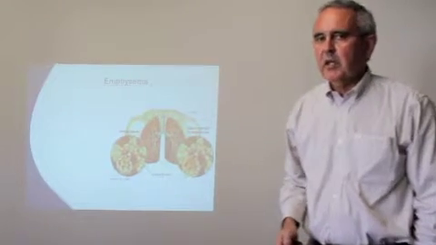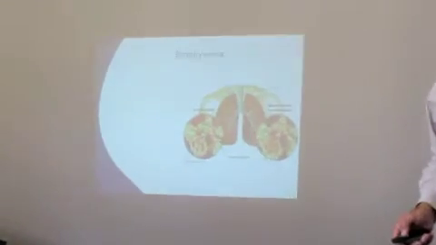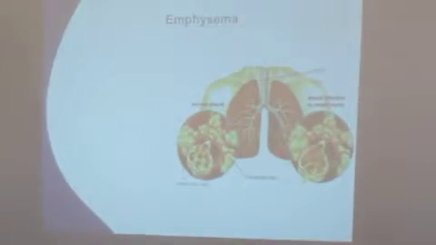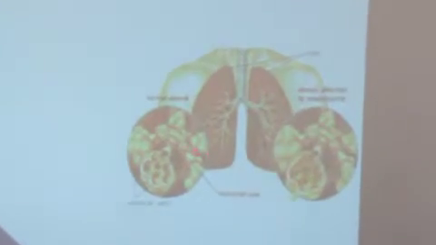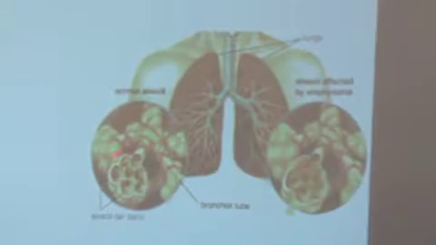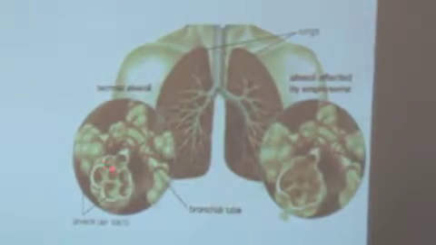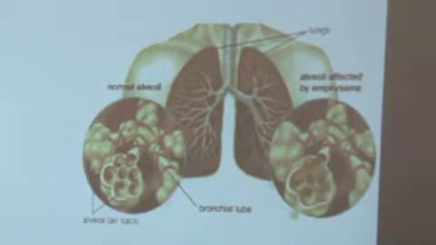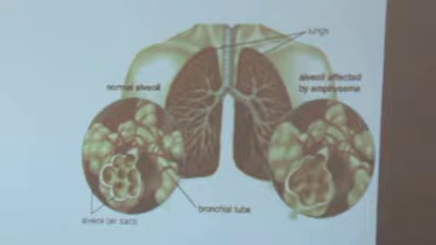Emphysema, on the other hand, is destruction of the most distal part of the airways, distal to the respiratory bronchioles, where the alveoli get damaged and destroyed and lose their elasticity and become enlarged and cyst-like.